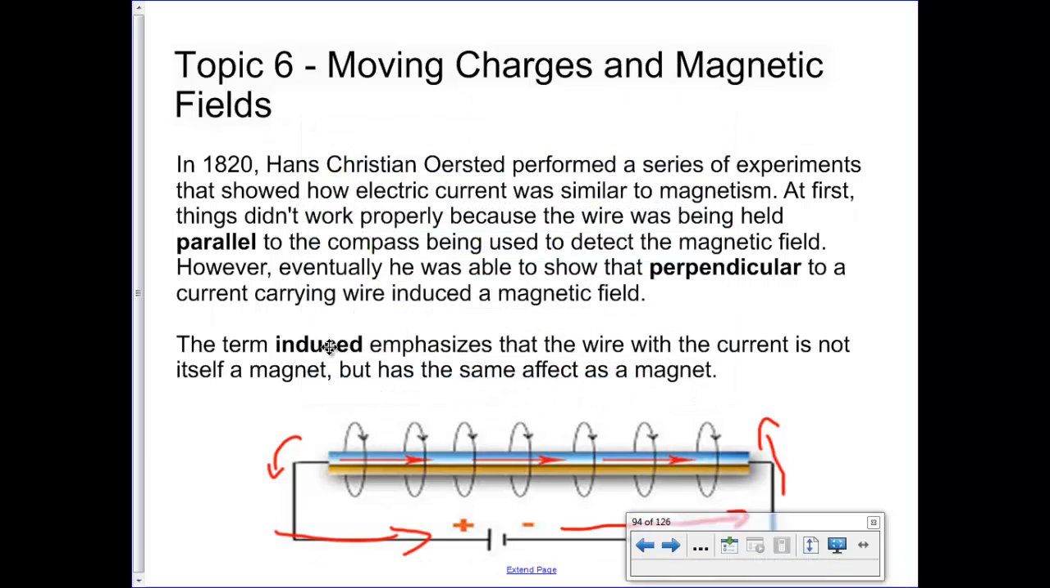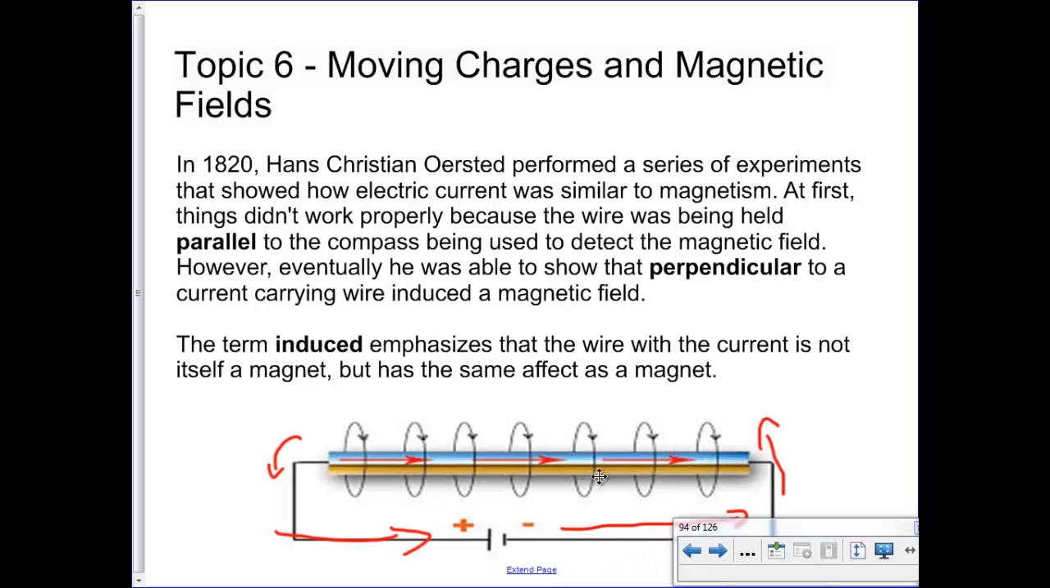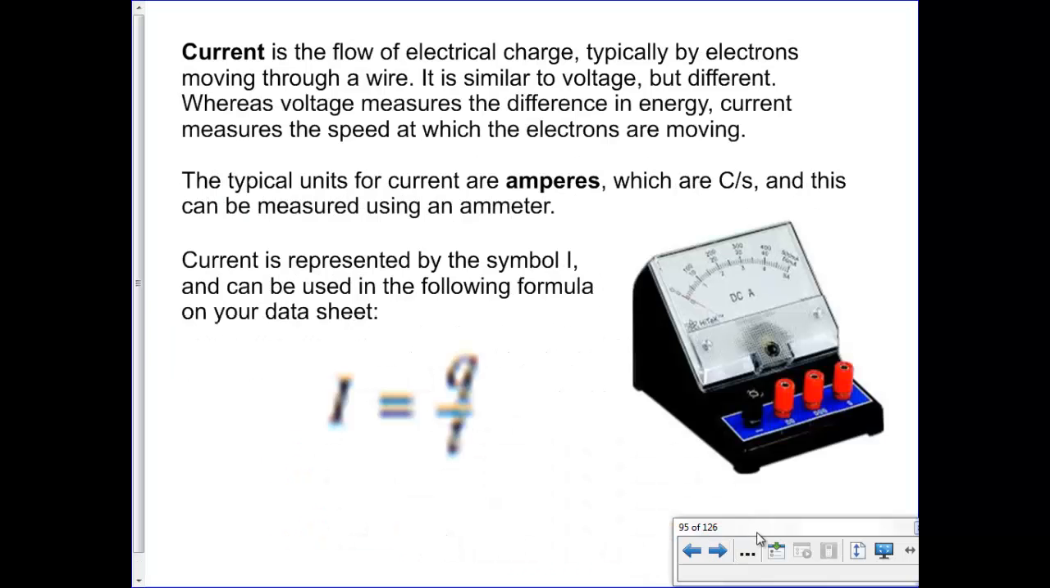Okay. One of the words I want to use here is the term induces. What he basically discovered is that the wire he was working with is not actually a magnet, obviously, but it functioned as though it was a magnet. Does that make sense? So what ends up happening here is there are actually fields going in a circle around this wire. So I want to try to explain that over the next few slides.